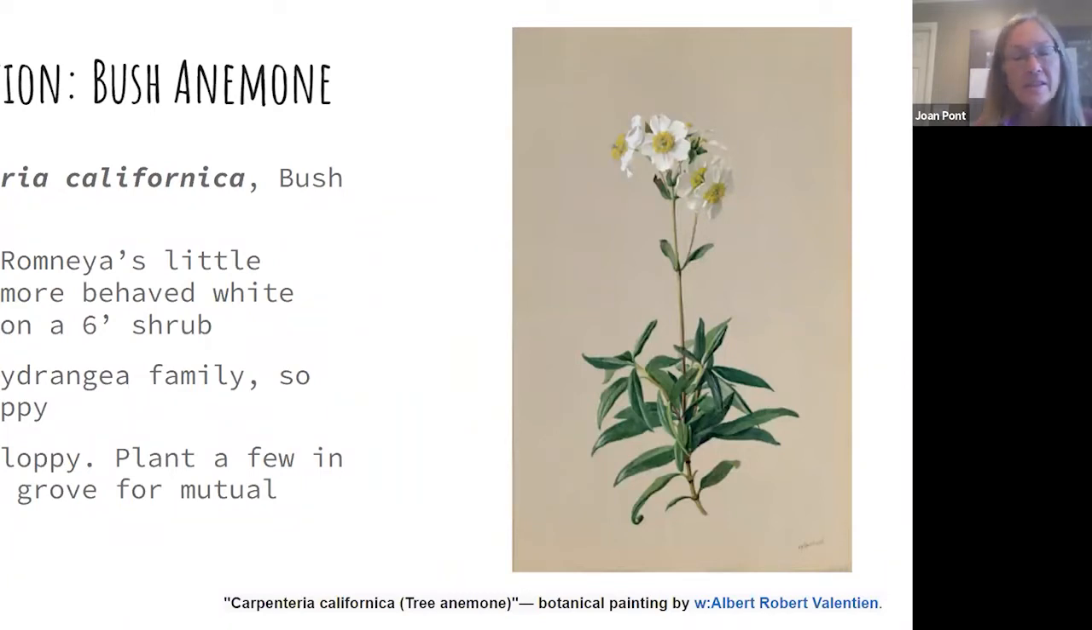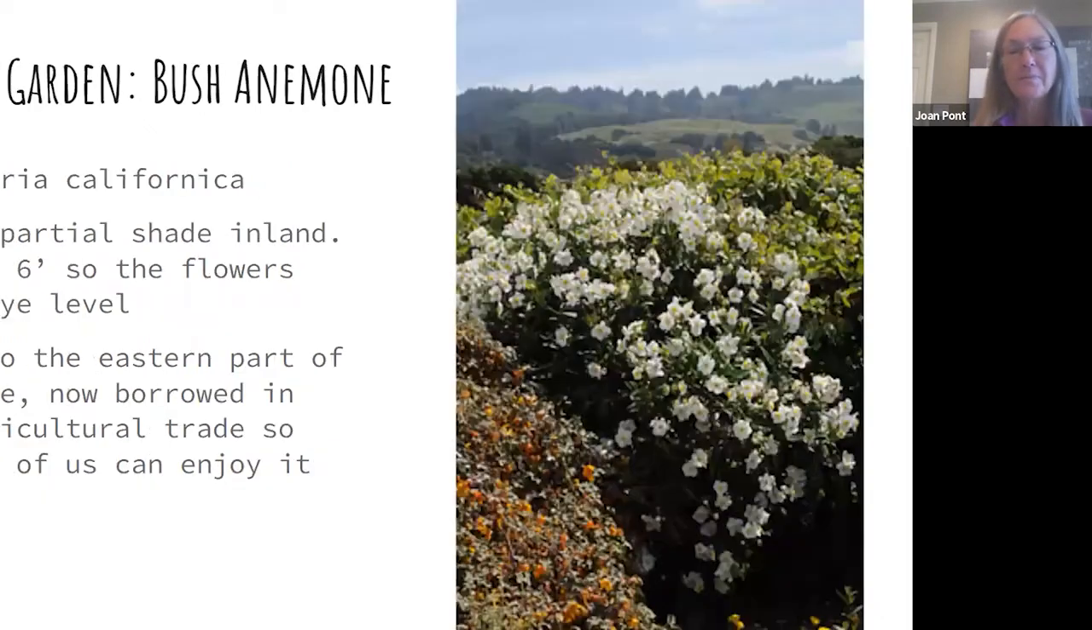The recommendation is to plant a little grove of them, to plant 5 or 6 in a group rather than have it isolated. Let it support each other. So here's a bush anemone, a Carpenteria californica. Actually, I should have italicized that. When you're writing the scientific name of a plant, the genus is capitalized and the species name is all lowercase, but it actually should be italicized.